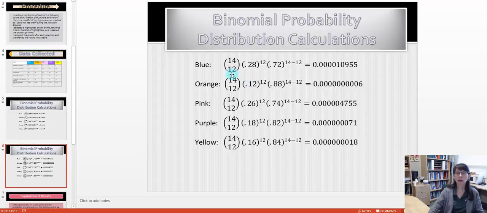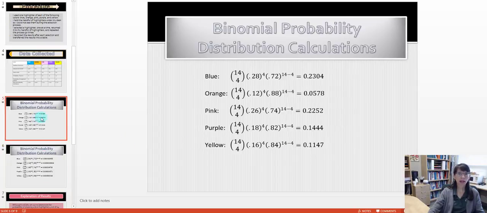In this slide, you can see when I tried 12 successes out of 14 trials, I have 0.00001095. So that percentage is basically zero, because when I multiply by 100, the decimal moves 2 places to the right, and I would have 0%. And you can see that all of these probabilities would turn to 0%. That is not useful for this experiment. That's why I chose 4 successes out of 14 trials, because none of these then end up with zero.